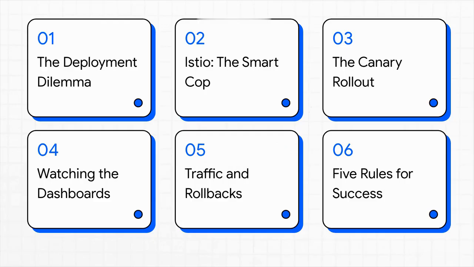So here's what we'll cover. We'll start with the basic problem they're facing, then meet the hero of our story, Istio. After that, we'll watch them actually do the rollout, see how they check if it's working, and what happens if they need to hit the emergency brake. And we'll wrap it all up with 5 simple rules you can use yourself.